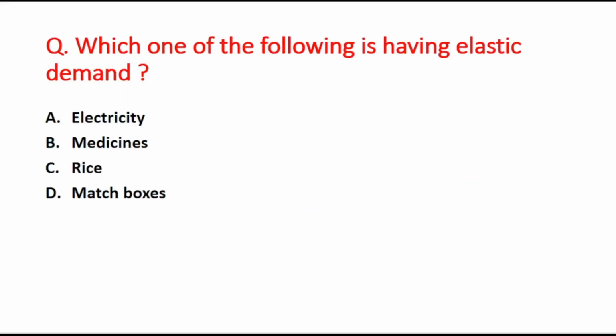First is, which one of the following is having elastic demand? A option is electricity, B option is medicine, C option is rice, and D option is matchboxes. Right answer is option A, that is electricity.